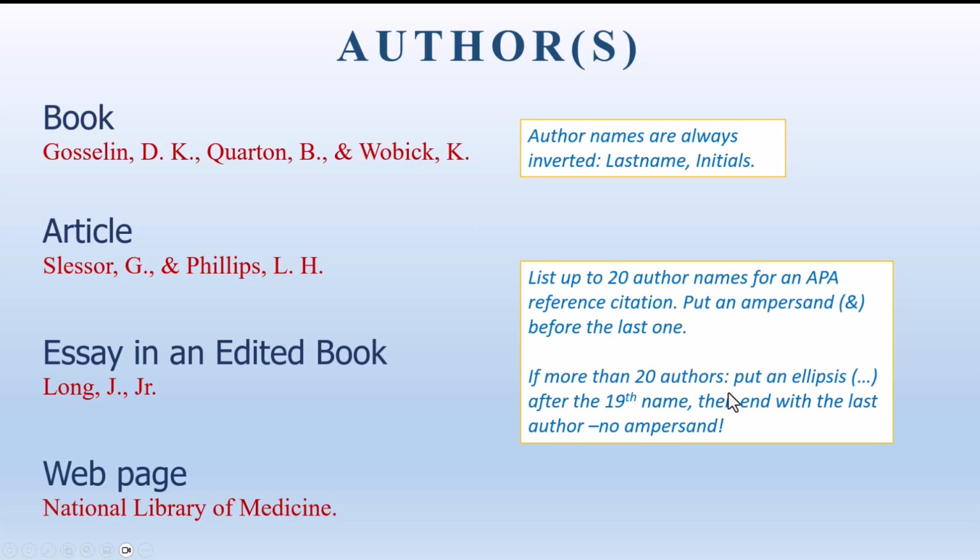If there are more than 20, which is rare but does happen, you would list the first 19. You would put an ellipsis, that's the 3-dot symbol. It means something is missing here, or this is standing in for something else that isn't there right now. So after that 19th name, you have the ellipsis, and then you end with the very last author on the list, no ampersand. Notice here I have also a corporate author, and if you have a qualifier and a name like junior, senior, second, third, that goes after the initial.